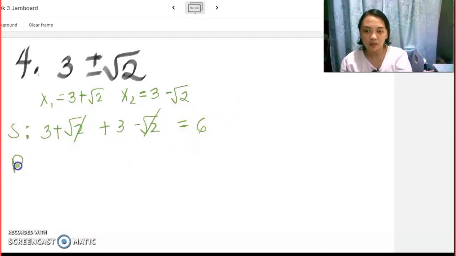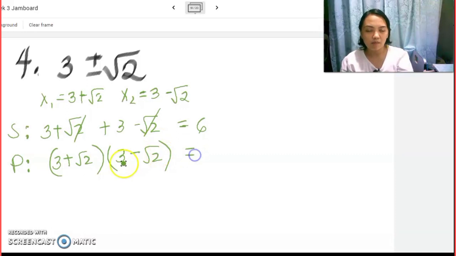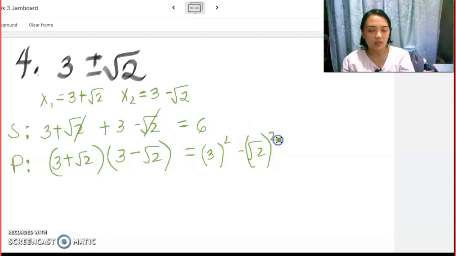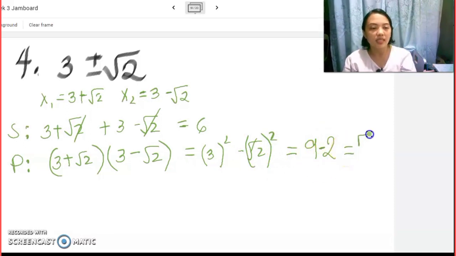Next, how about the product? The product would be 3 plus square root of 2 times 3 minus square root of 2. As you can see, it is just like the sum and difference pattern. To get the value, we will have 3 squared minus square root of 2 squared. What is 3 squared? 9 minus square root of 2 squared, which cancels. So 9 minus 2, which is 7.